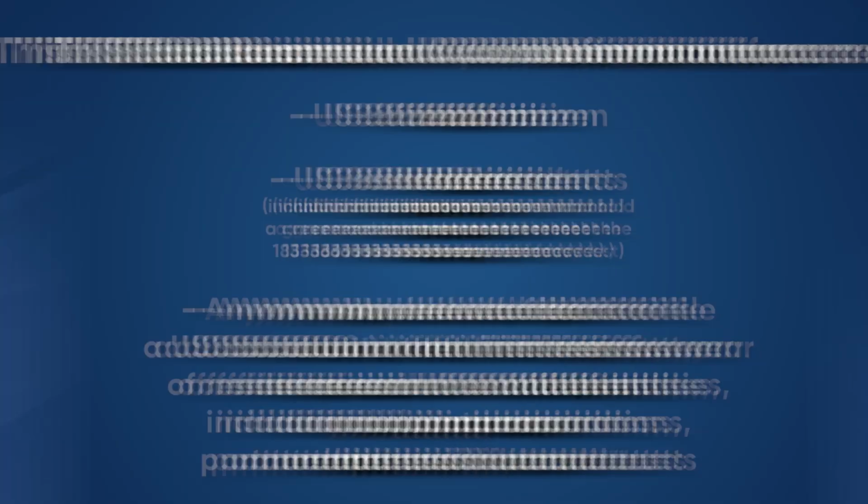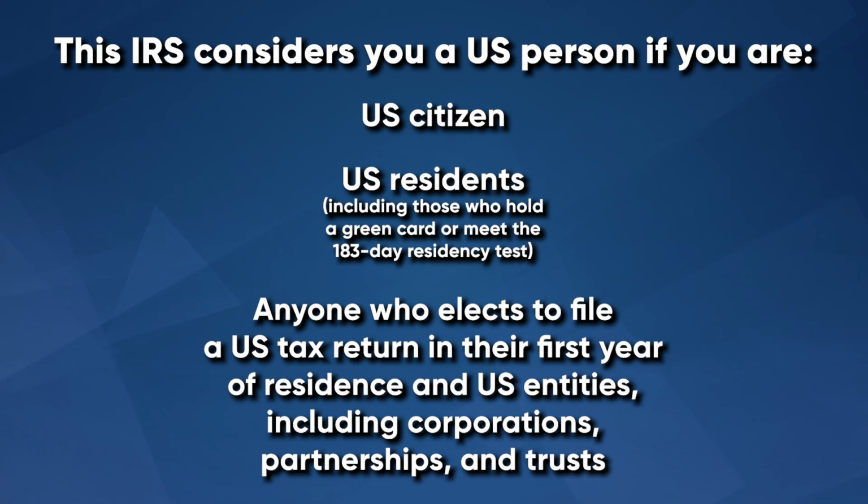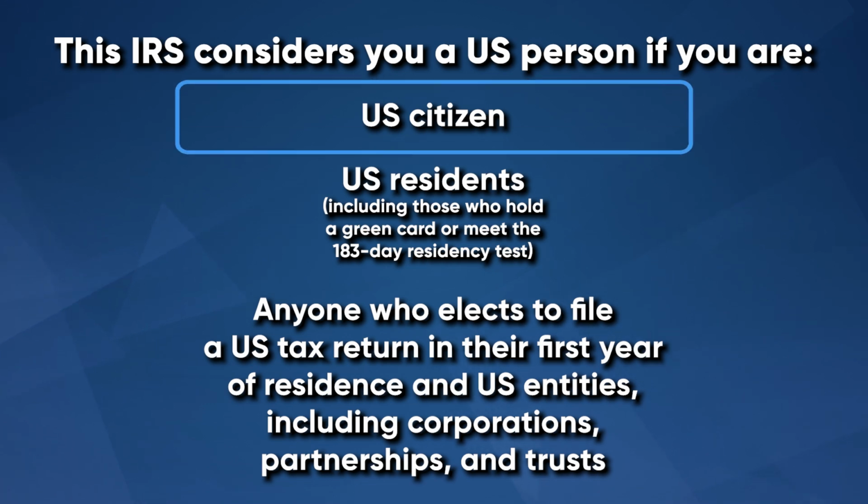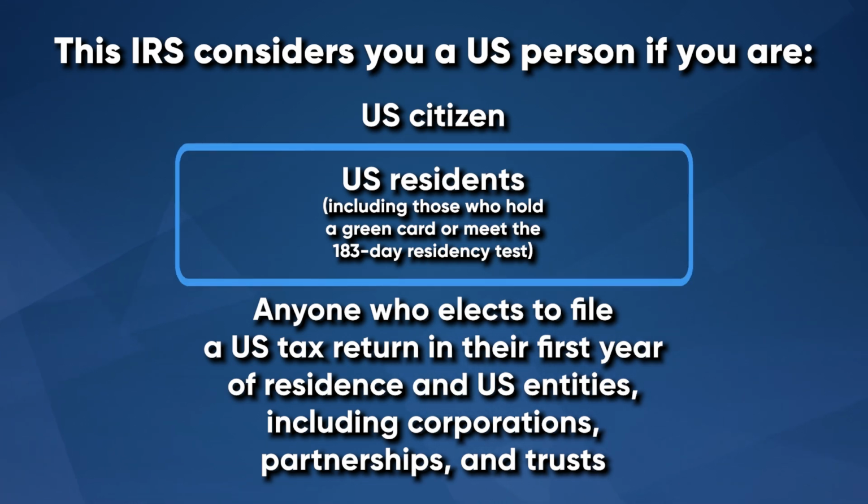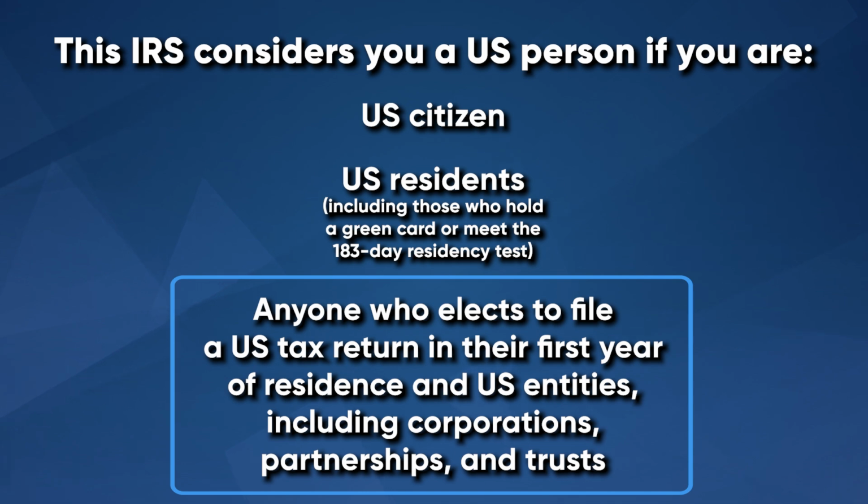Now, who exactly is considered a US person? The IRS considers you a US person if you are a US citizen, US residents, including those who hold a green card or meet the 183-day residency test, anyone who elects to file a US tax return in their first year of residence, and US entities, including corporations, partnerships, and trusts.